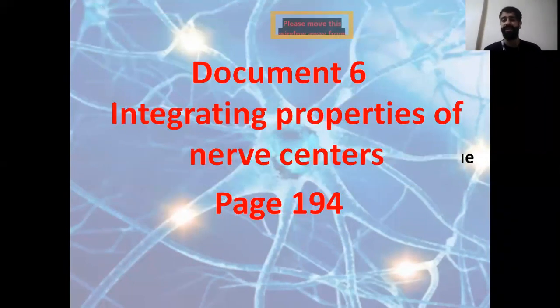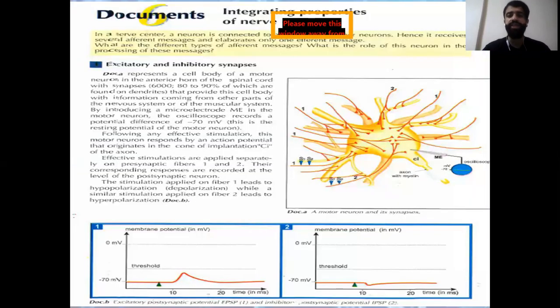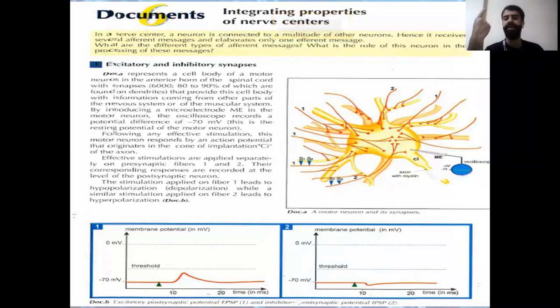Now we move to document 6 about the integrating properties of the nerve centers. It's page 194 in your book. In the nerve center, a neuron is connected to different types. It receives several afferent. Afferent, it's what? It's the sensory. It's a sensory neuron, and elaborates only one efferent.